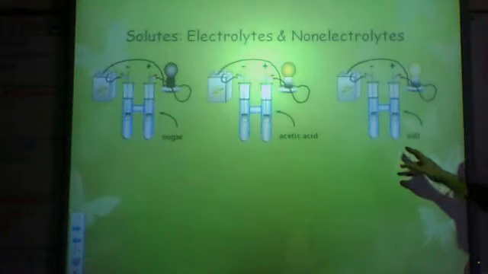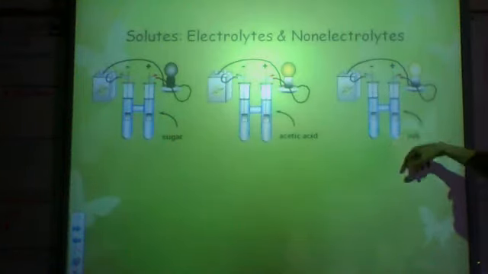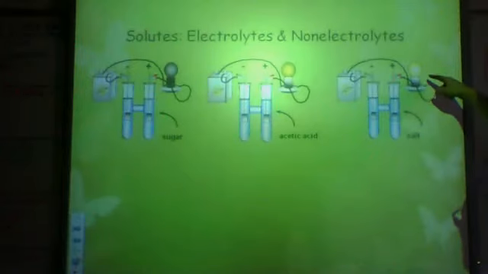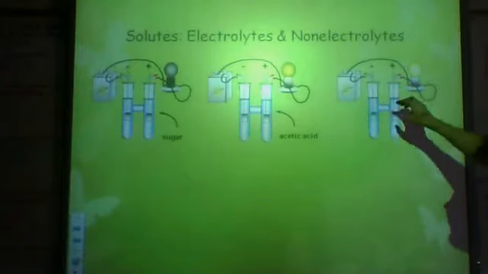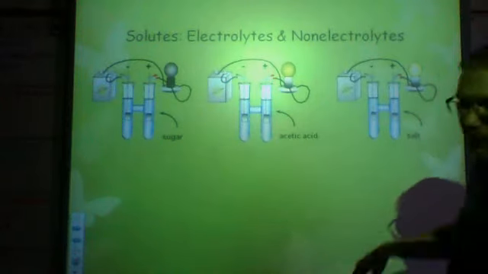And this last example right here, we have salt, good old sodium chloride, an ionic solid. It's been dissolved in water, and we have a very, very bright light bulb here showing that out of all three of these, that ionic substance is your best electrolyte.